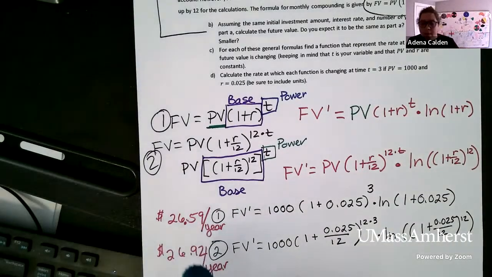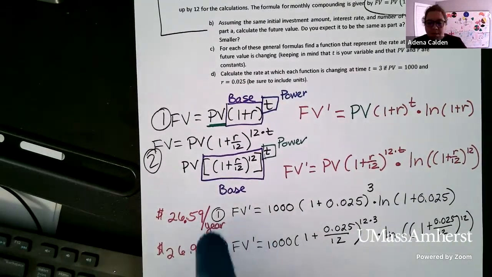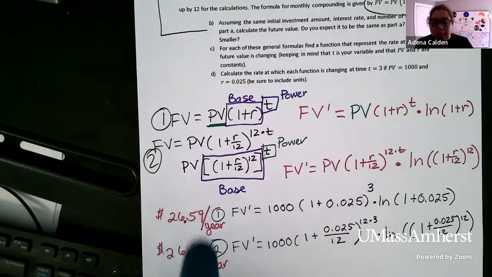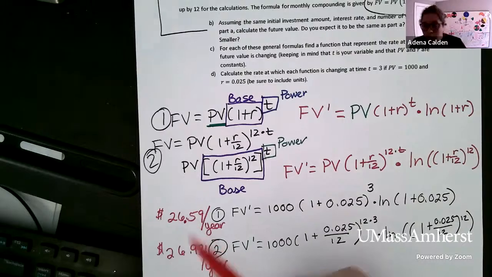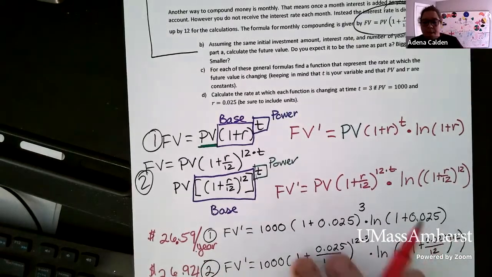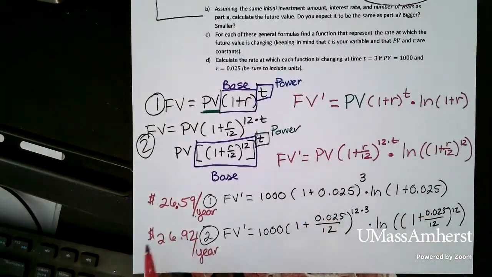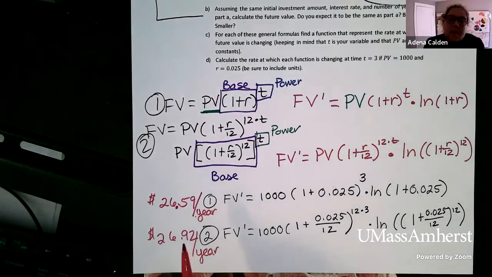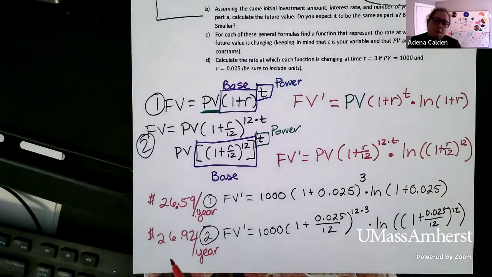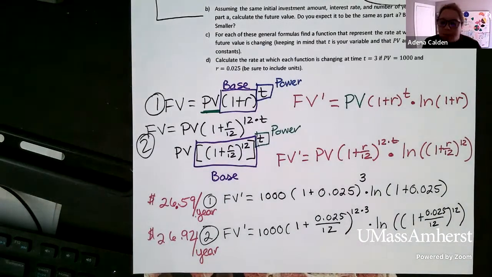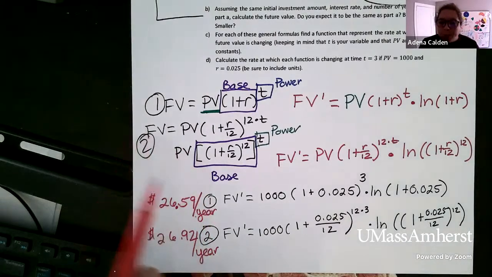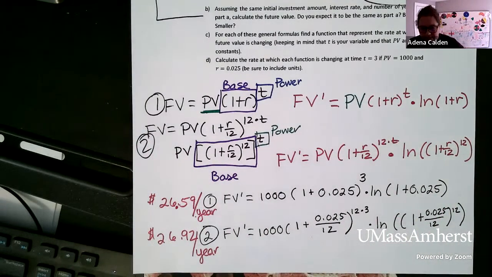Because I know that this one should be slightly bigger, because I know compounding monthly gets me a little bit more money, but only a little bit more money. So these should be close, but this one should be bigger. So I'm feeling pretty good about my parentheses in this calculation. And again, for the second one, this means that my investment is growing at $26.92 per year when we are at the 3-year mark for compounding monthly in my investment.